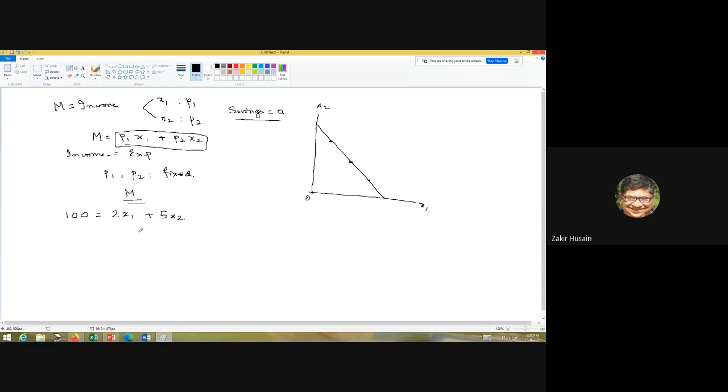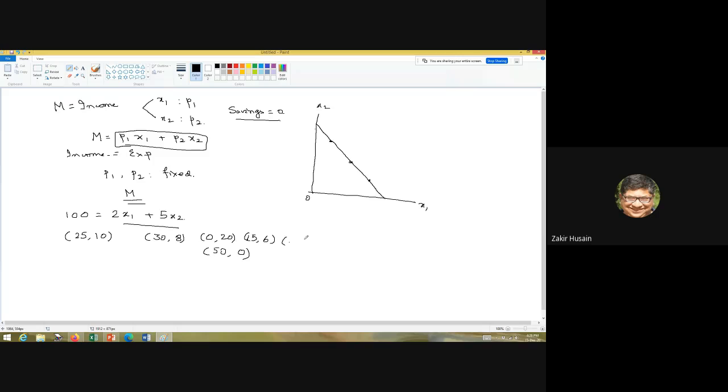Now, can you identify some members in this level set? What are the combinations of x1 and x2 which will give me exactly 100? 25 and 10. Another? 30 and 8. Yes. 0 and 20. 5 and 18. 15 and 6. If you go to the other extreme of this, 50 and 0.